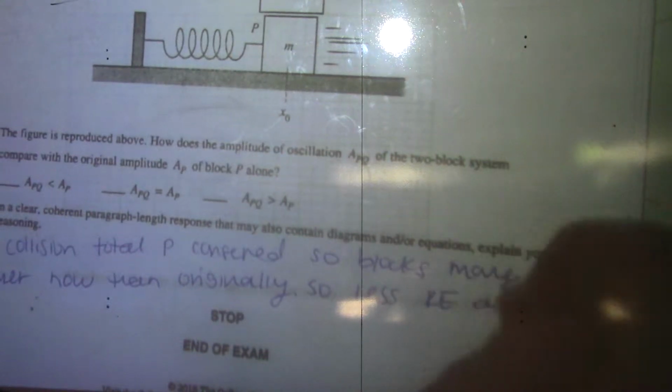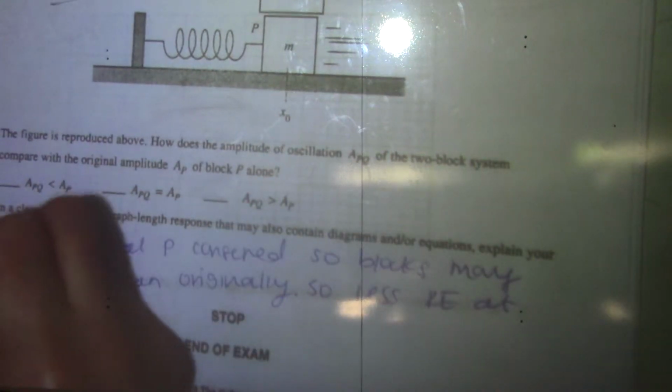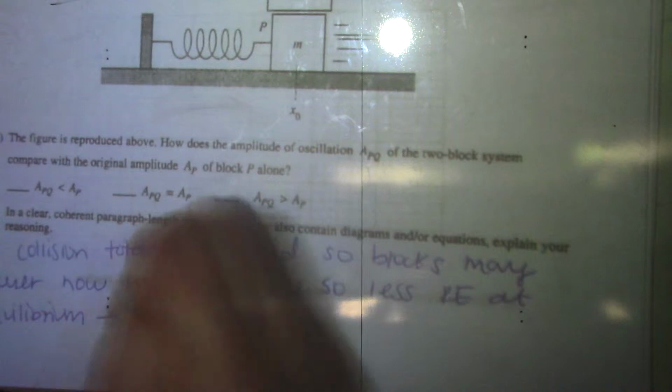Okay, so now I need to think, how did this affect my kinetic energy? Kinetic energy is 1/2 mv squared. Yes, I just got more mass, but see how I got less velocity? Velocity matters more, so overall I have less kinetic energy. So I'm moving slower now than originally. So there is less kinetic energy at equilibrium, which means I have less spring potential energy at the amplitudes.